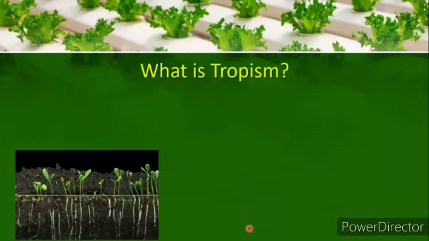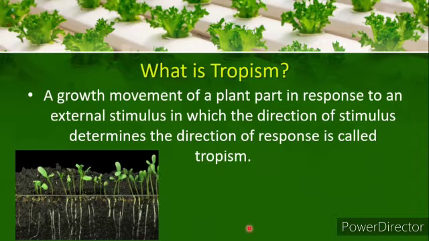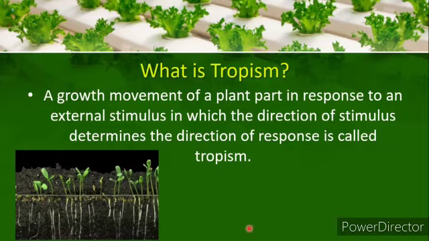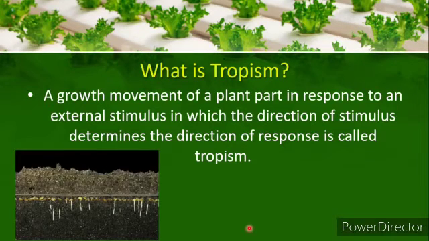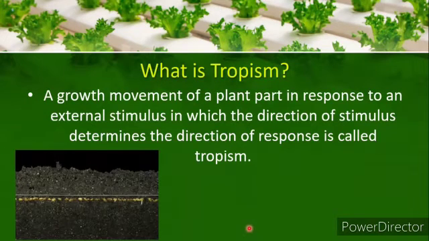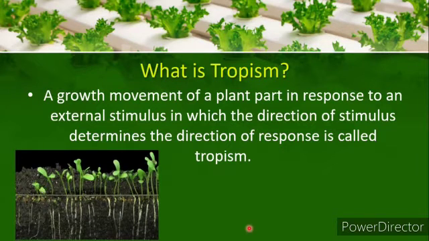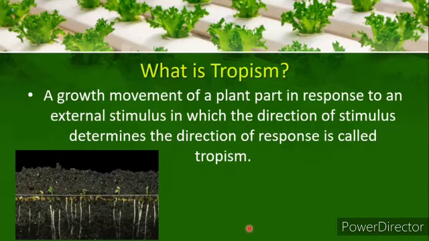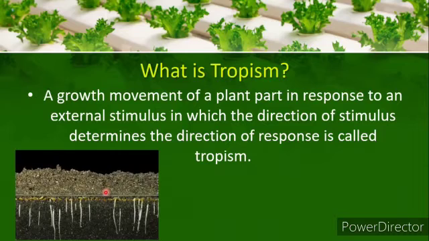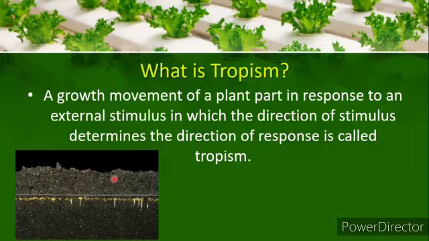So what is tropism, students? Tropism is the growth and the movement of the plant parts in response to an external stimulus. You have various stimuli around. Whenever the parts of the plant respond to a stimulus, that is where you get the growth and the movement, and this phenomenon is known as tropism. Here you can see how the roots are growing towards the soil and the shoot is moving upwards, away from the soil. This is because of tropism.